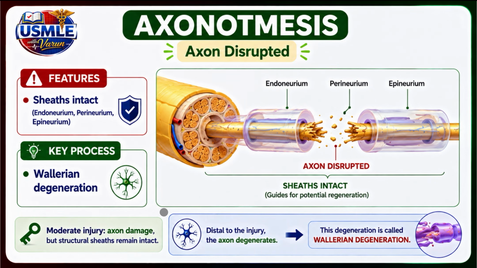Whereas axonotmesis is characterized by the axon being physically damaged, but the connective tissue layers remain intact. This allows the nerve to regenerate, but this process of regeneration is slower and involves degeneration followed by regrowth. The sheaths are intact: the endoneurium, perineurium, and epineurium. The key process that is involved is Wallerian degeneration, and this is followed by regeneration or regrowth.